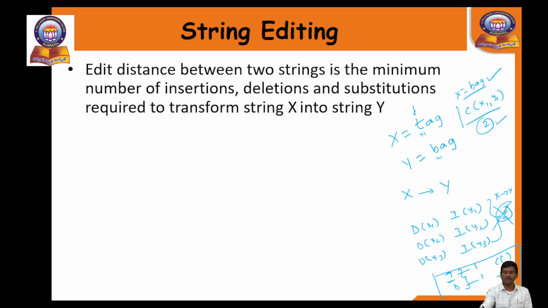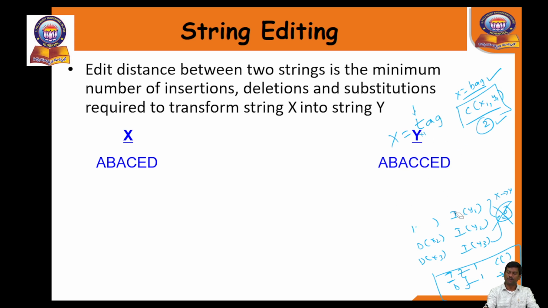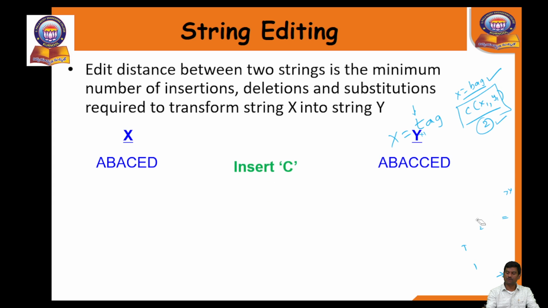And this is the solution for transforming x to y for the given strings, x equal to tag and y equal to back. So based upon this example, x is given and y is given, and you need to transform x into y. So what modification has to be done? You need to insert C. And when you insert C, then this has been converted into the given string.